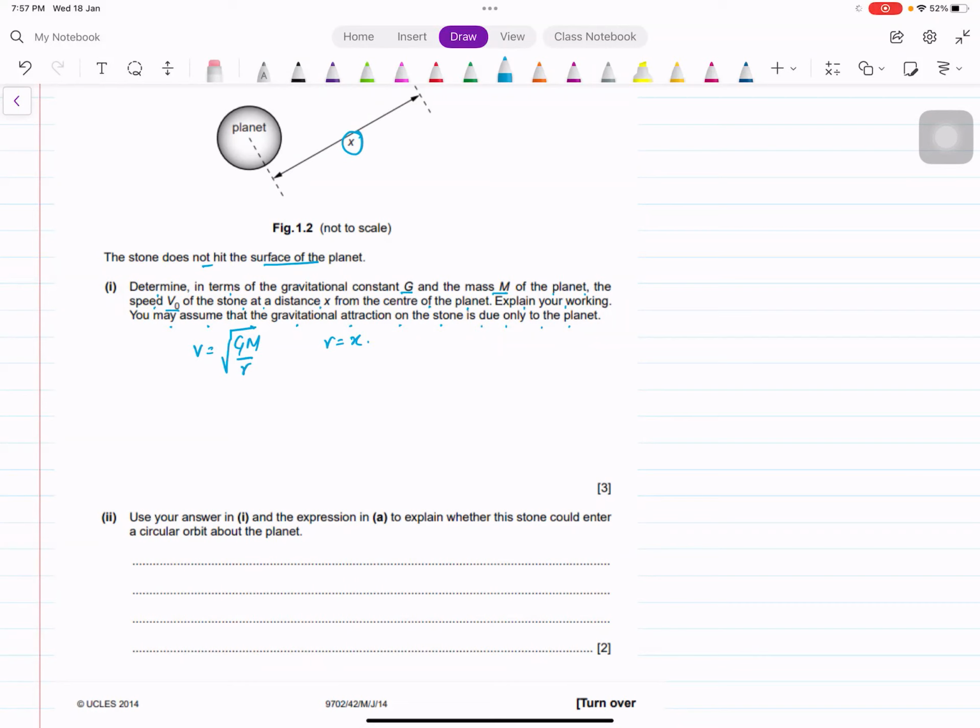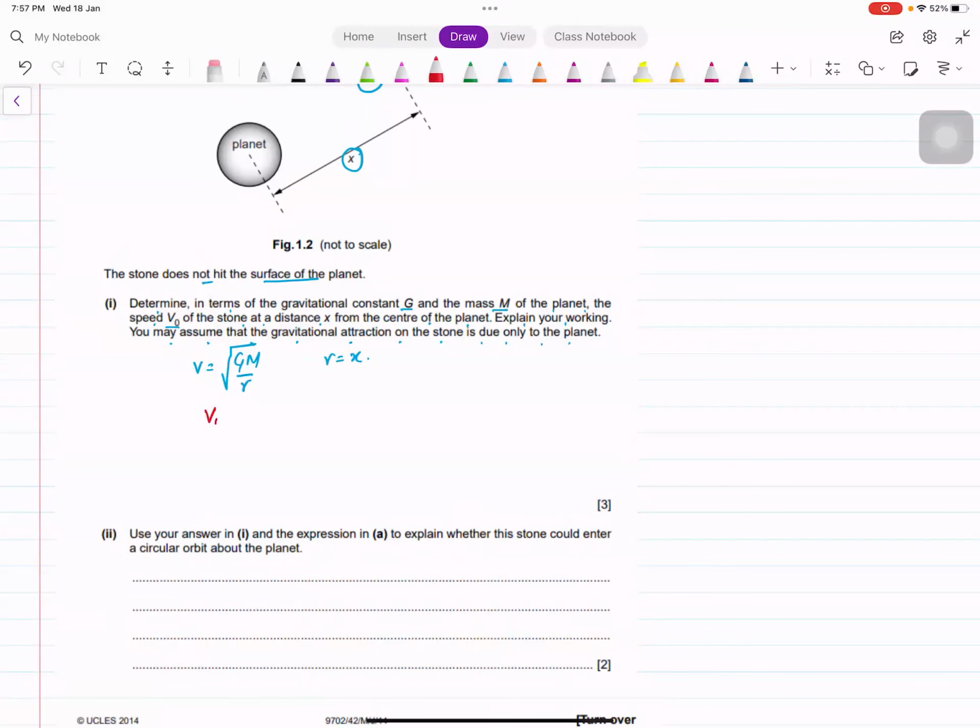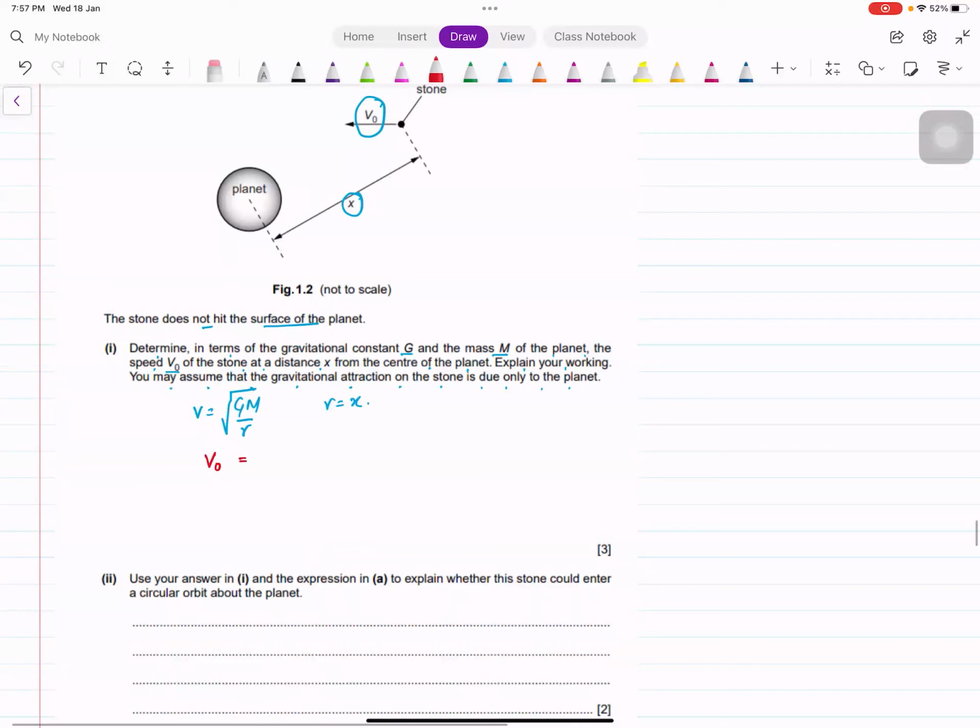Okay, so if I could say this, then I would say that v naught has to be something like the square root of GM over x. But the problem is that it says you need to give it only in terms of G and M. We don't want x in this. No, no, no, sorry, this is not related to this. Basically, it says it comes from infinity.